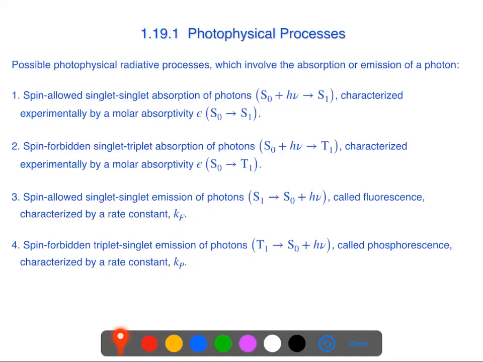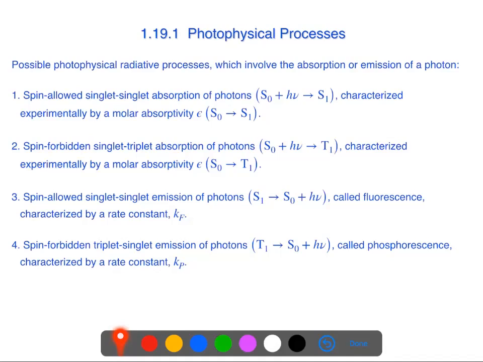The second is the spin-forbidden singlet-triplet absorption of photons. That is, the absorption of a photon by the S0 state to give you an electronically excited state, which is T1. This is also characterized by the experimentally determined molar absorptivity. Because this is a spin-forbidden transition, we would expect the molar absorptivity for such a transition will be quite small.